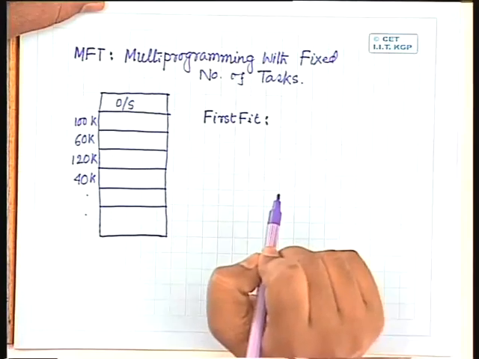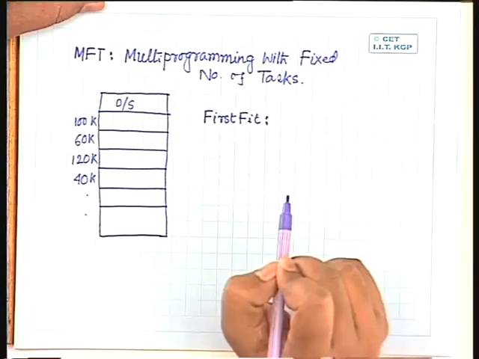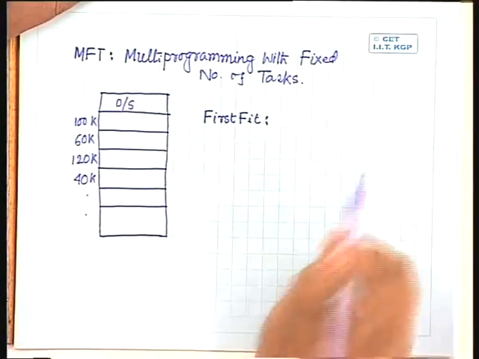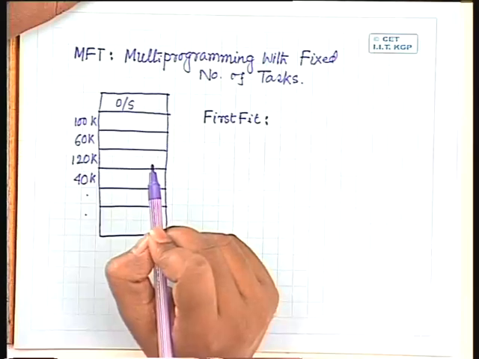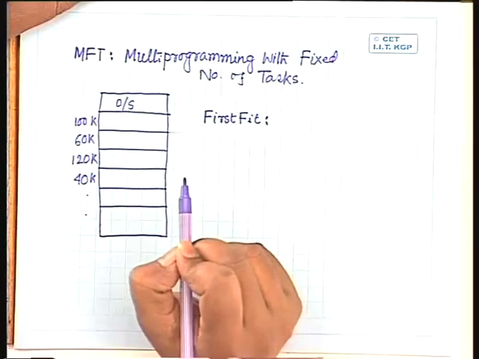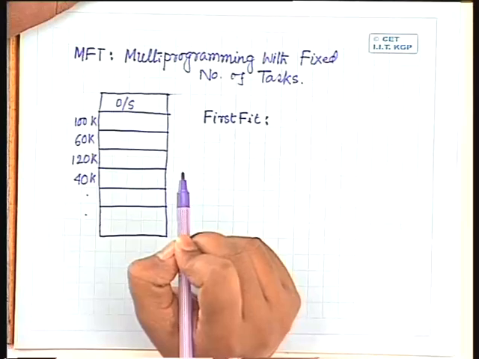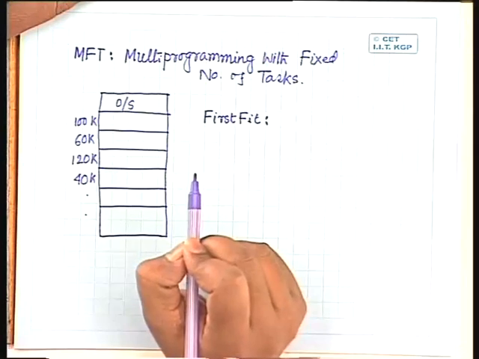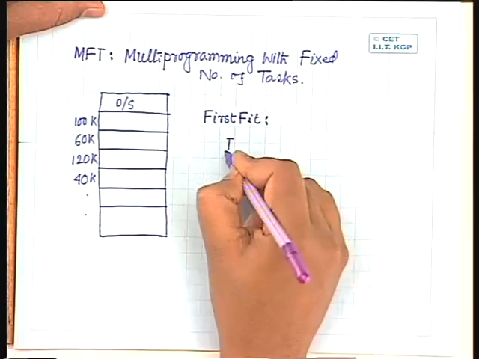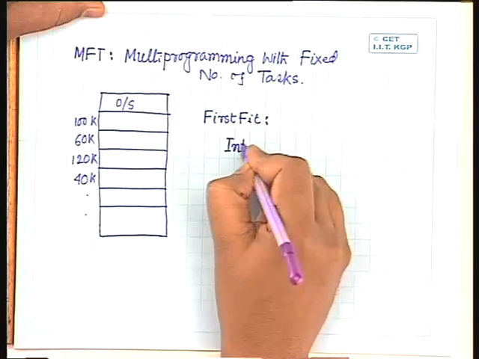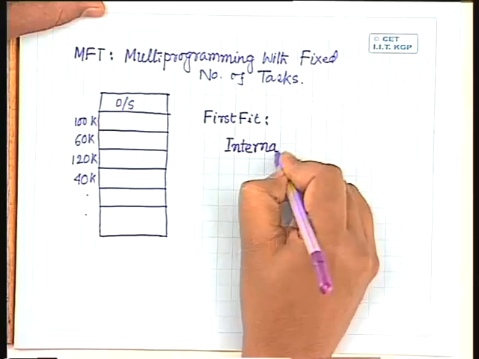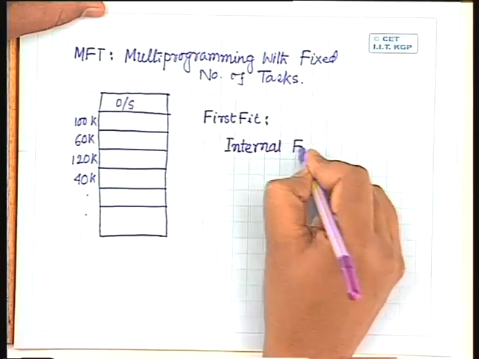But what will happen to the remaining 61 kilobytes? Because I have fixed partitions, that 61 kilobytes cannot be used by any other process. So the 61 kilobytes of memory becomes wasted. And that is what is known as fragmentation. In this case, it will be called internal fragmentation, because it is wasted memory within a partition. So it is called internal fragmentation.